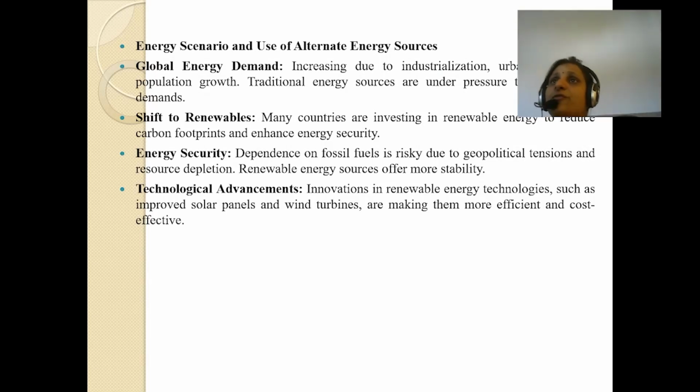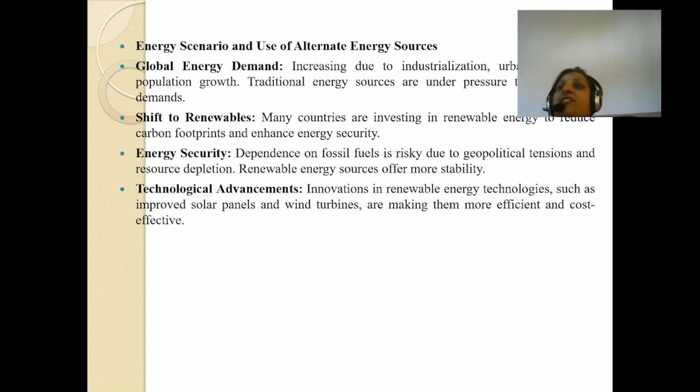Energy scenario and use of alternate energy sources. What is the scenario? Global energy demand has increased at a large scale. As industrialization, urbanization, and population growth are increasing, traditional energy sources are under pressure to meet the rising demands. So there is a requirement that more and more energy sources should be found and created so that everything can be done on a large scale.